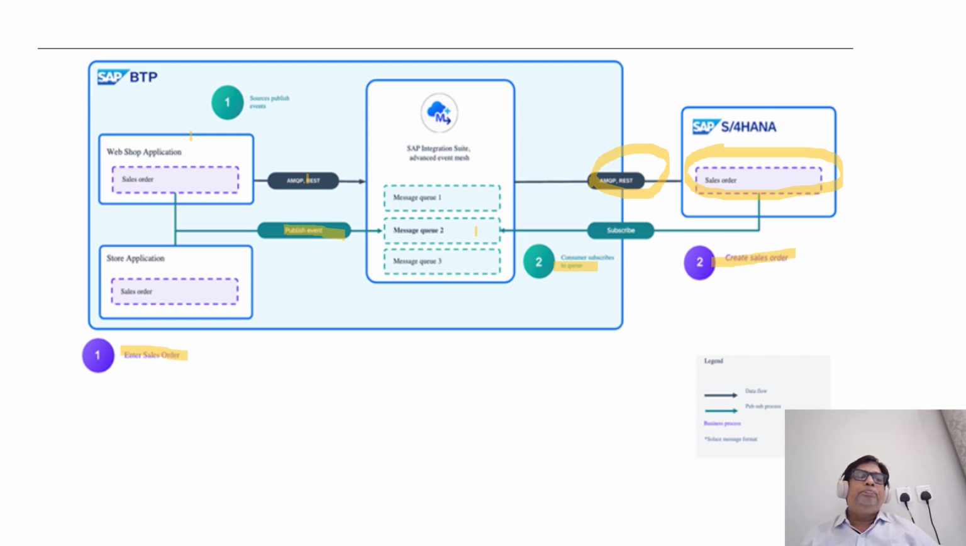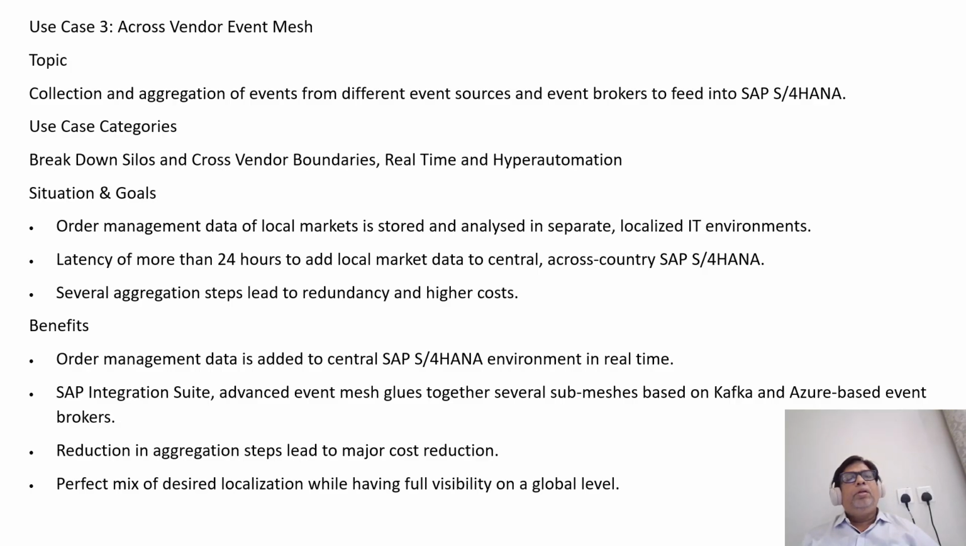So this process is called the synchronous process of communication. And one more type of communication is across vendor event mesh. How will it happen? Collecting the aggregation of events. It will collect all the events aggregation from different event sources and brokers and feed into S4HANA. So it will collect everything from all the sources, then brokers or sources, then it will send to the receiver party. That means the receiver is S4HANA.